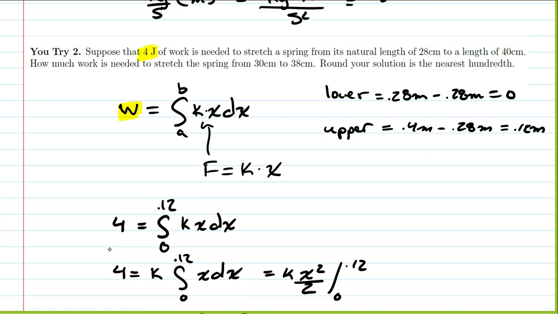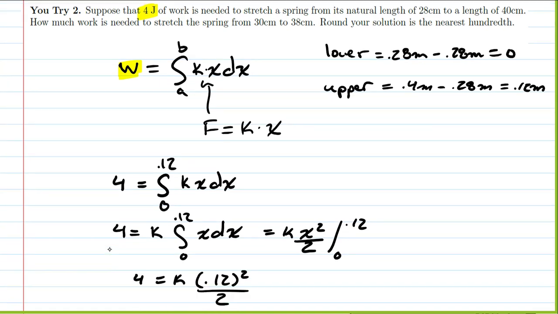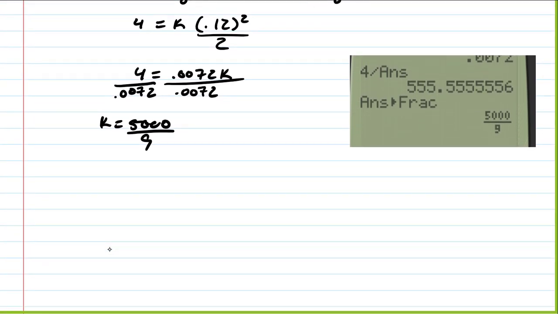What is it we're supposed to find? How much work is needed to stretch the spring from 30 to 38 centimeters? So we need to find our new upper and lower limit. We want to go from 30 to 38, so we're going to have 0.38. And then what was our natural length? It was 28, so 0.28. So that gives us 0.1.